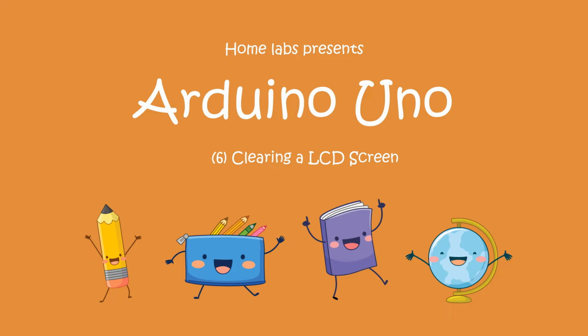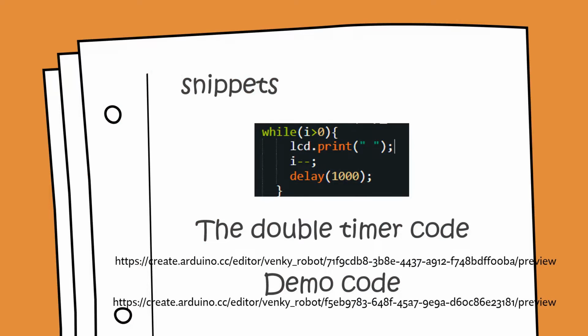In this video, we'll be looking at clearing an LCD screen. This is an extension to the previous video on running double timers with the Arduino Uno. So the double timer code is here, as you can see, and in this code we had this little while loop. This loop was basically used to clear a screen before typing out the updated value. And I thought that this while loop deserves a little bit more explanation.